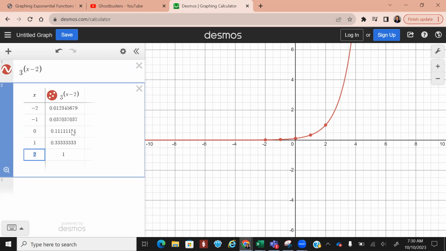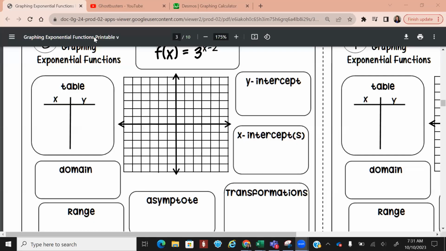And then you're going to write 0.1111, 0.333, and then comma 1. And go ahead and plot those 3 points on your graph. Take a second, write those down. So again, you should have on your paper 0, 0.111, 1, 0.333, and 2, 1. When you graph those, you should have gotten something like this.